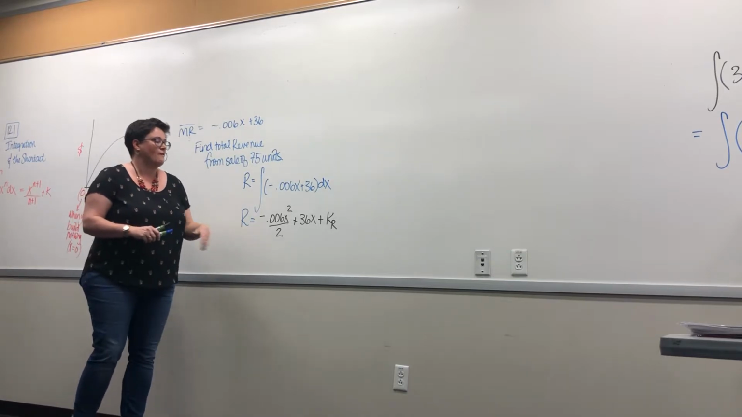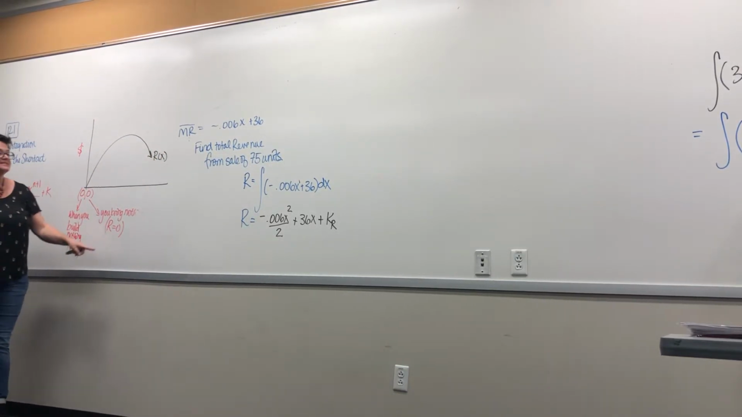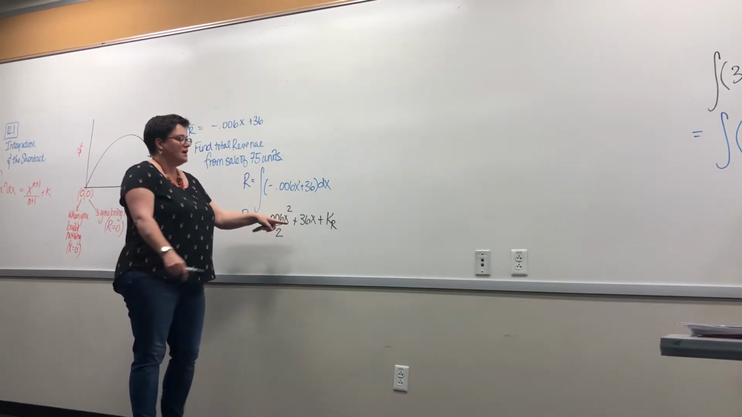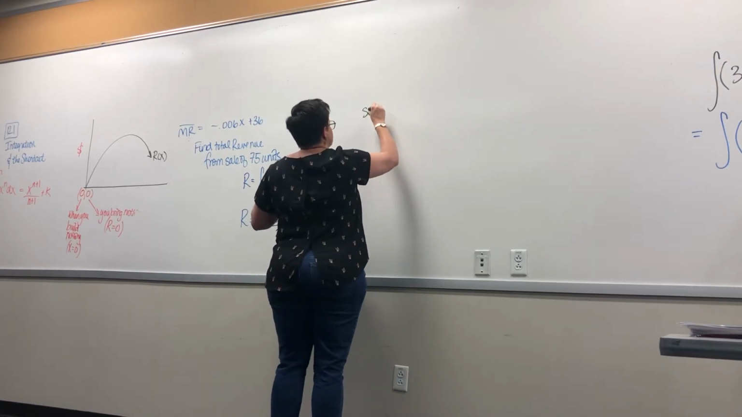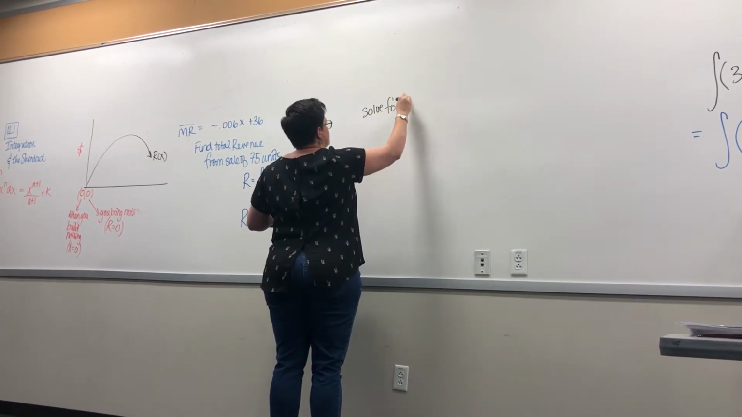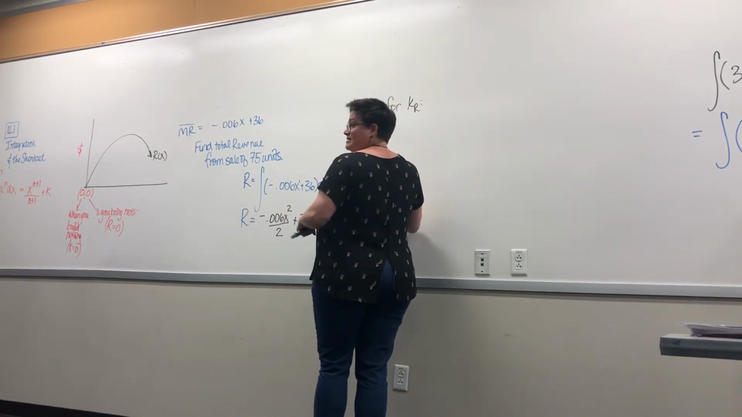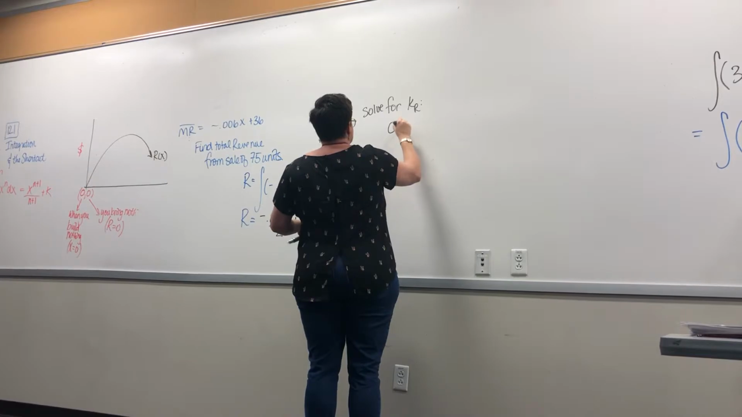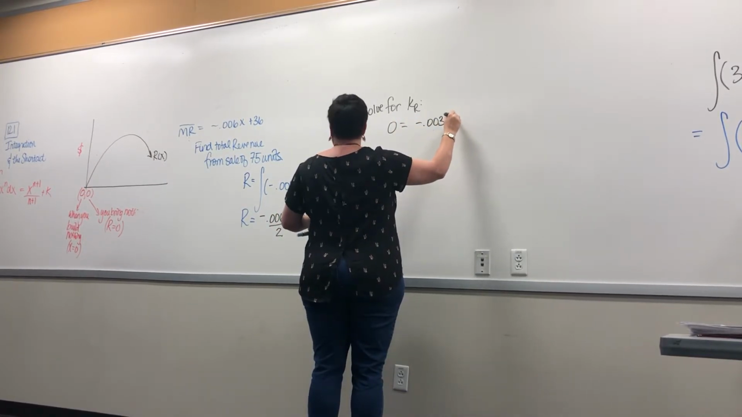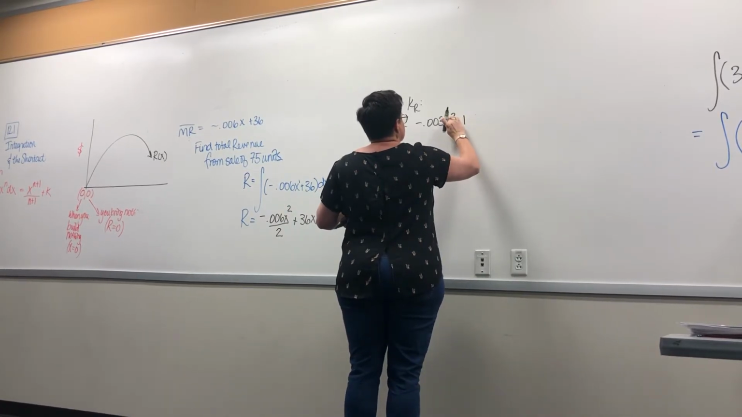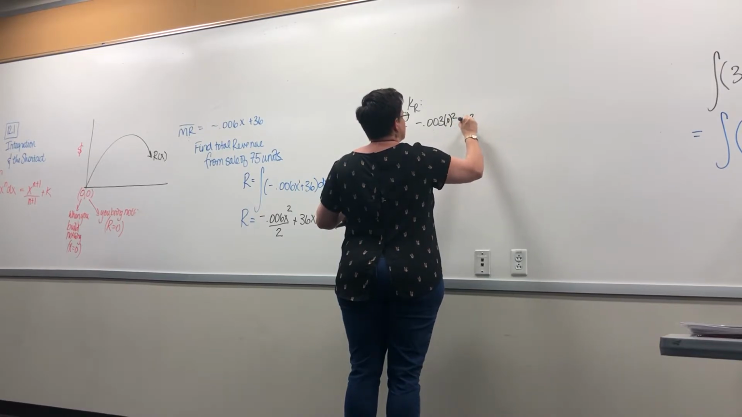So label everything. I'm going to set revenue equal to 0. I'm going to set x equal to 0. And I'm going to solve for K sub r. Because this is an incomplete function, I cannot just start plugging in values because I don't know what K is. So now I say 0 equals negative 0.003x squared. Well, that should be a 0. Plus 36x.